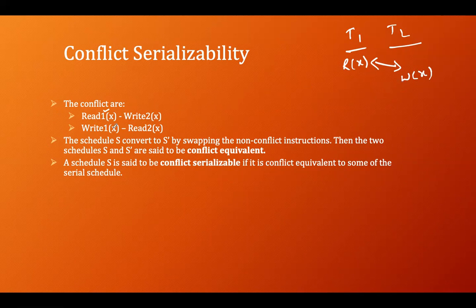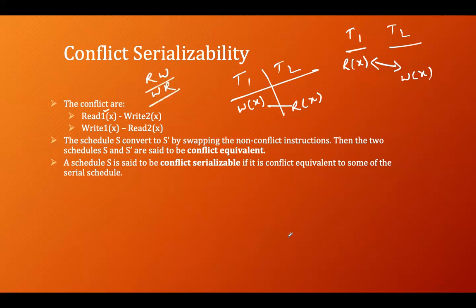The second possibility is if T1 is writing something on X and T2 is reading something on X just after that. It means we have written something on X and just after that T2 is reading. That is called write-read conflict. So we have two conflicts: read-write conflict and write-read conflict. Okay. So these are the two different conflicts.